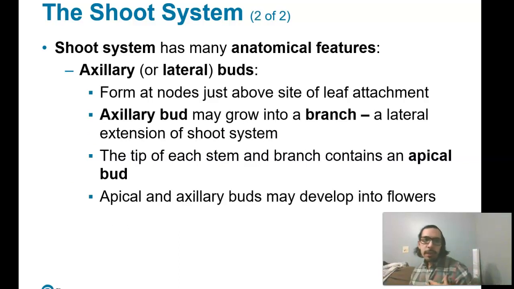The other structures are the axillary buds, and these form nodes just above the leaf attachment. Those axillary buds could grow into a branch if it has enough nutrients. Then you have the tip of the stem and the branch that contains the apical bud. So the apical bud could also develop into flowers if it has the right resources.